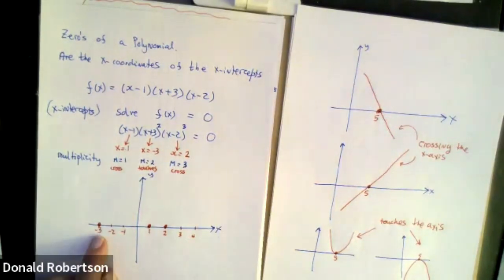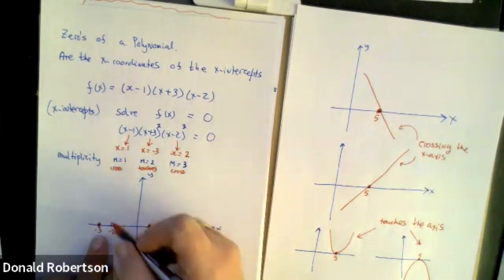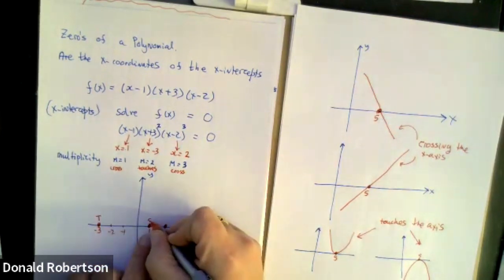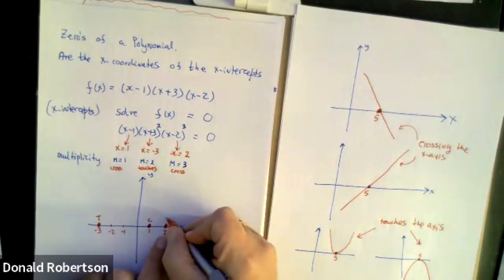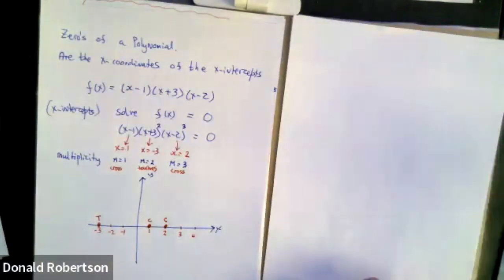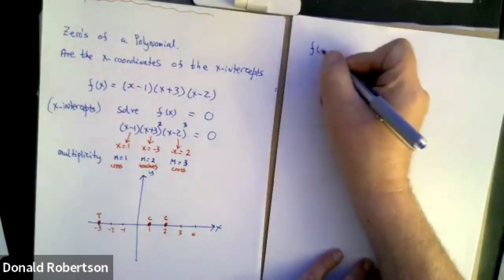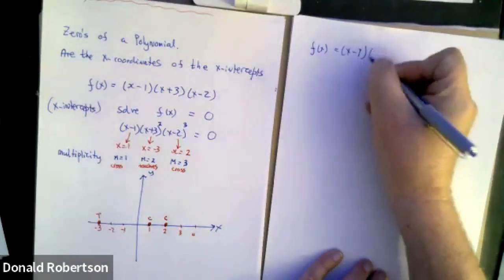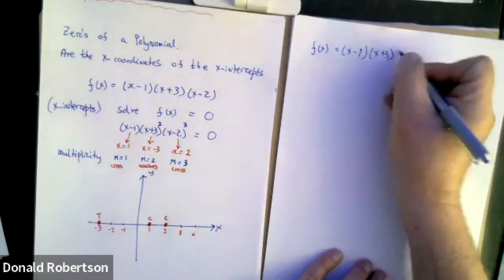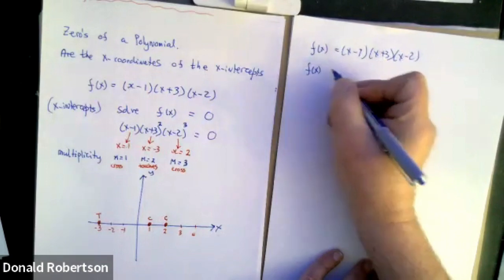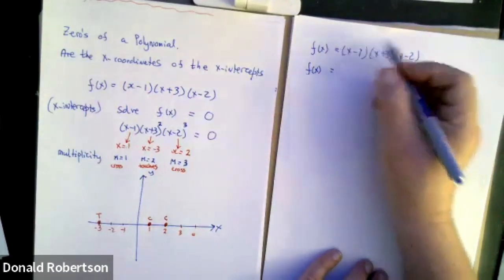So on my diagram here, at x equals -3, I know it touches. At x equals 1, I know that it crosses, and at x equals 2, it crosses. So far, so good. Now I'm going to take this fella and I'm going to find the degree of the polynomial.